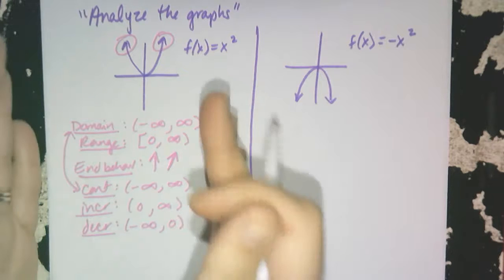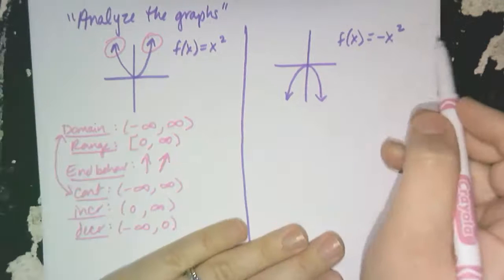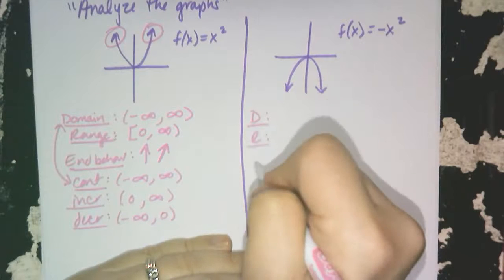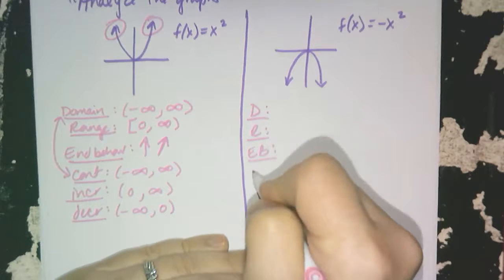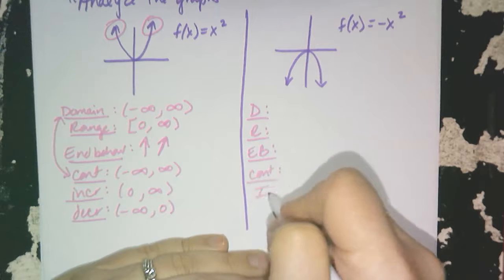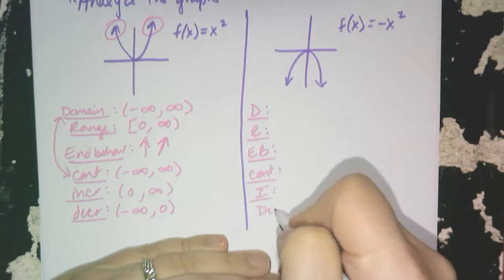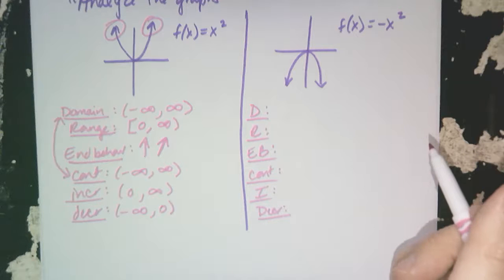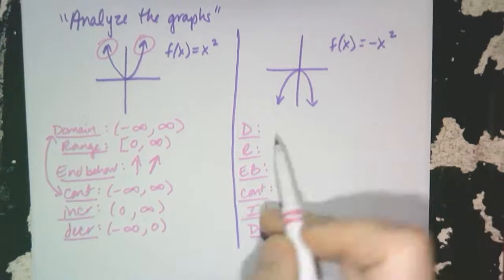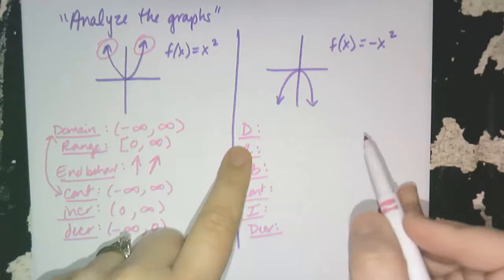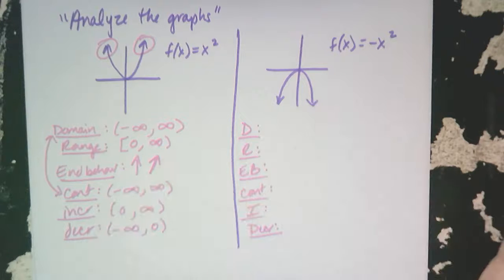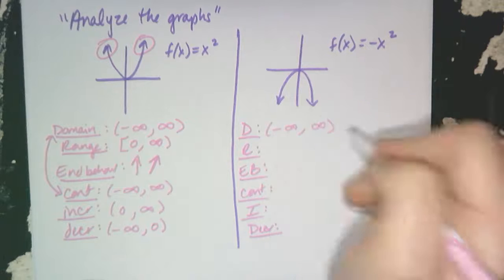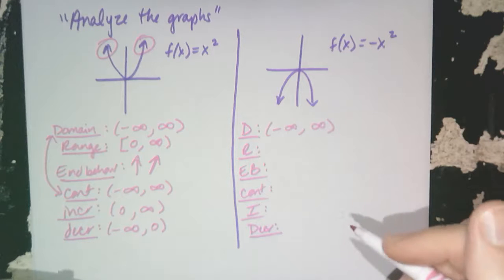Now, let's take this same thing and let's do it to the negative x squared. So let's see what changes. Domain, range, end behavior, continuity. Where is it increasing? Where is it decreasing? So let's see, what would change from here? Does the domain change? How wide is this picture getting? Does it change? No. So negative infinity to infinity. Does the range change? Yes.